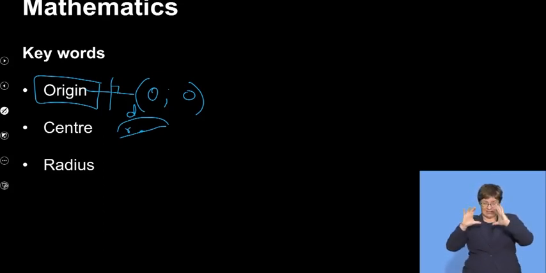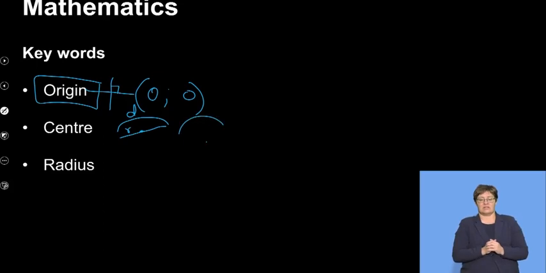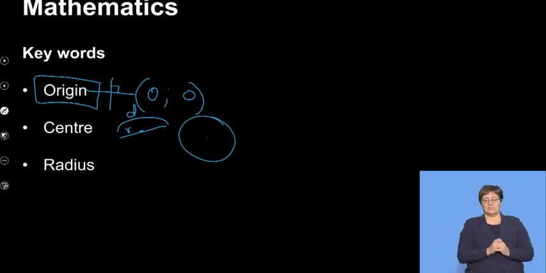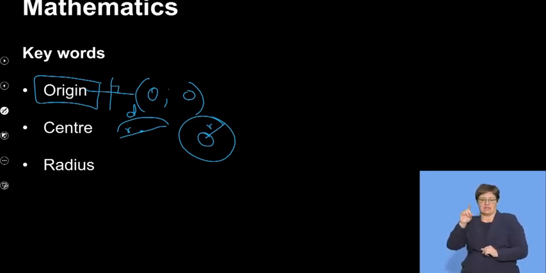And then the center will be normally where we place the radius from there to the circumference of the circle. So that's where the center normally is. Then the radius is the line that moves from that center to the circumference of the circle, and as I indicated, it is half the diameter of a circle.